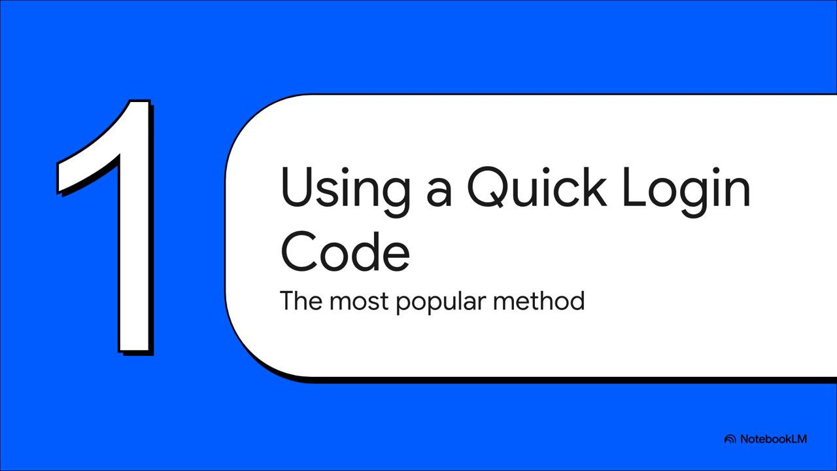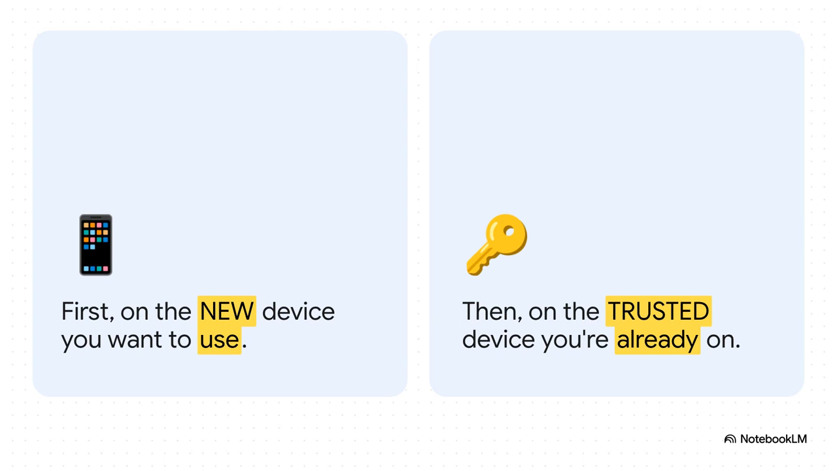All right, so let's jump right into the first method, which is probably the most popular way to do this. Using a quick login code. It is super easy. Let's break it down. The main thing you gotta remember here is that this is a two-device process. You're gonna start on the new device you wanna log into, and then you'll hop over to your trusted device, your phone or your main computer, to finish the job.